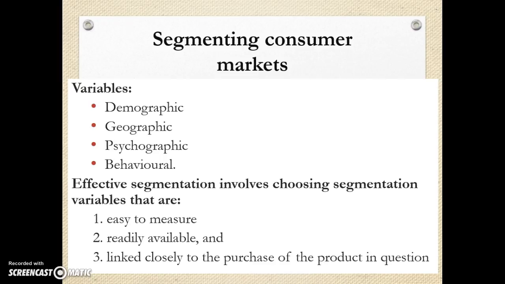There's demographic, geographic, psychographic and behavioral, and effective segmentation involves choosing segmentation variables that are easy to measure, readily available and linked closely to the purchase of the product in question. So there's no use dividing the market into people with blue eyes and brown eyes if it's not having any effect on their purchase behavior whatsoever.